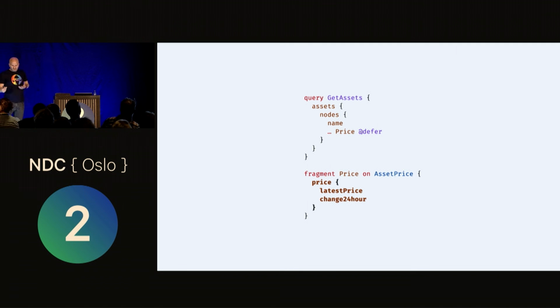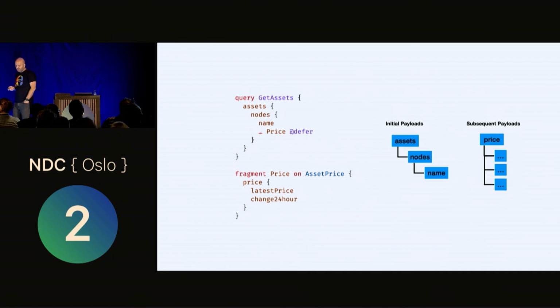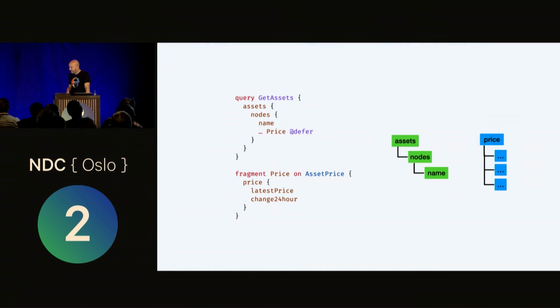And we also could do that in a fragment structure like this. And this allows us to break down the execution in the execution engine and actually just send the initial payload first and then send subsequent payloads as they become available. Let me show you that.